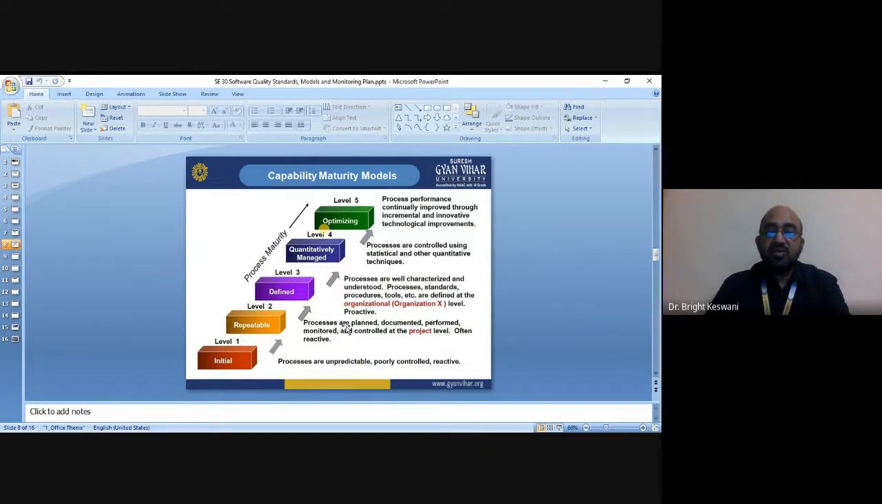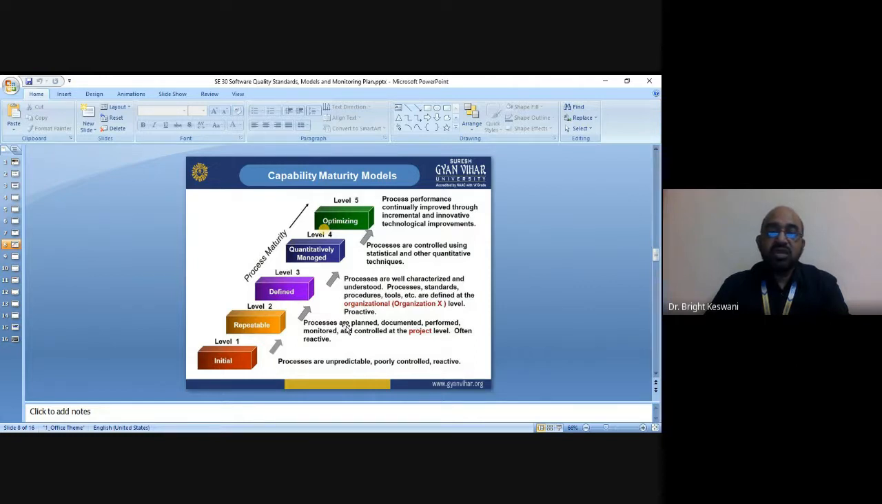Optimization level: when we talk about optimization level, process performance is continuously improved through incremental and innovative technological improvements. Data is collected and analyzed to identify areas that need improvement in quality and productivity, and new technologies and tools are introduced and their effects measured in an effort to improve the performance of the process.